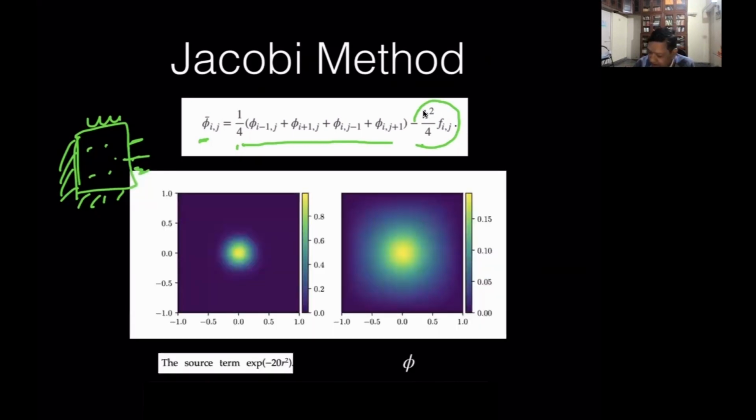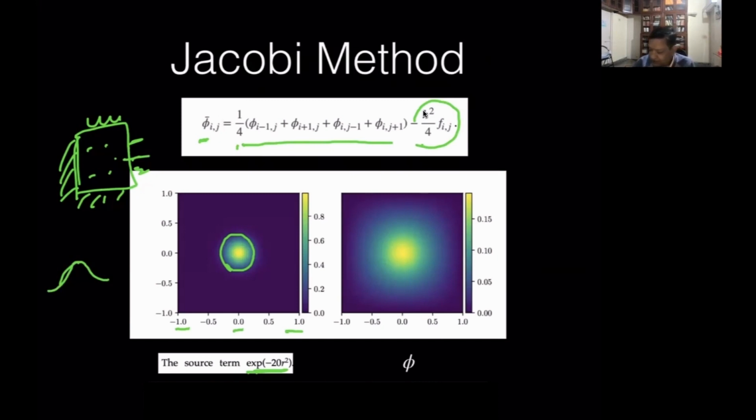This solution is for a source which is exponential of minus 20 r squared. It is smoothly varying, but peaking in the center, in a box from -1 to 1, so it's a 2x2 box. There's a source sitting there, but it is not a point source. It's a disk, well, not really a disk, sorry. It is diffused charge, peaking in the center.